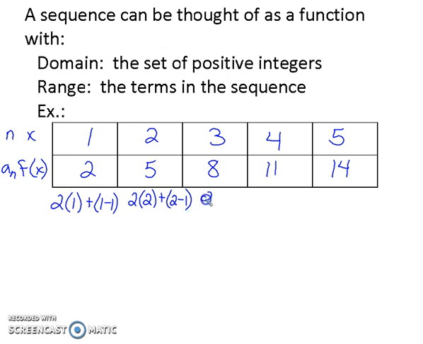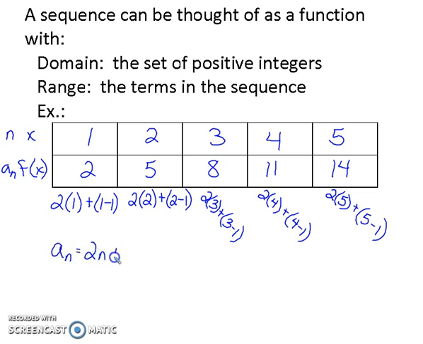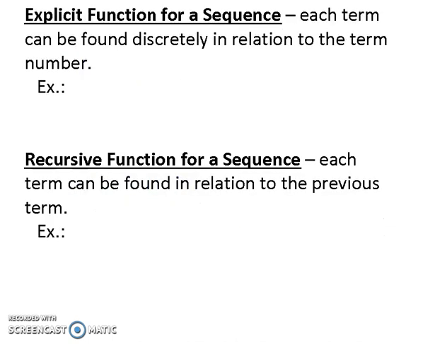And then here, 2 times 3 would get me to 6, plus 2 more would get me to 8. 2 times 4 would get me to 8, plus 3 more would get me to 11. 2 times 5 would get me to 10, plus 4 more would get me to 14. So that formula is that a sub n is 2n plus n minus 1, or 3n minus 1. So the explicit function for this sequence is a sub n equals 3n minus 1.